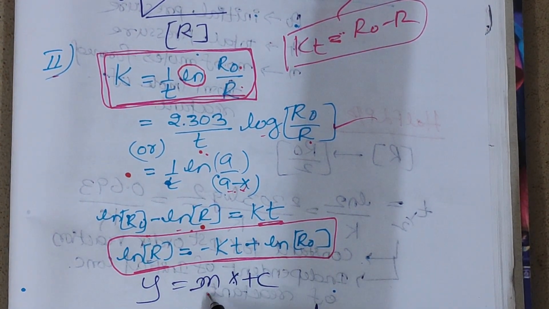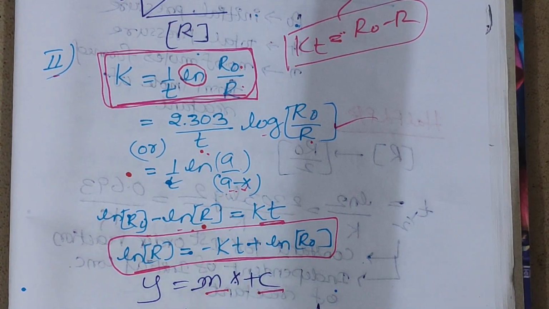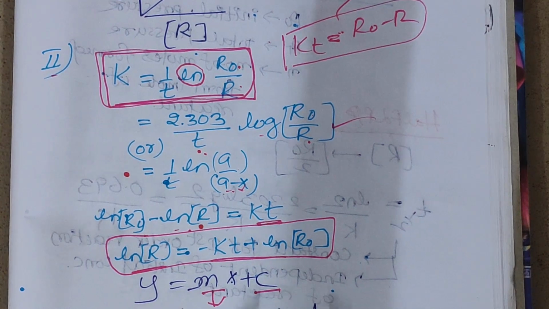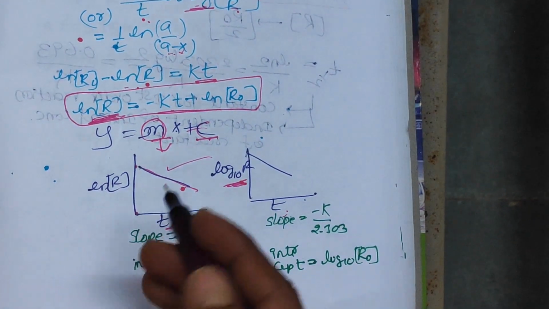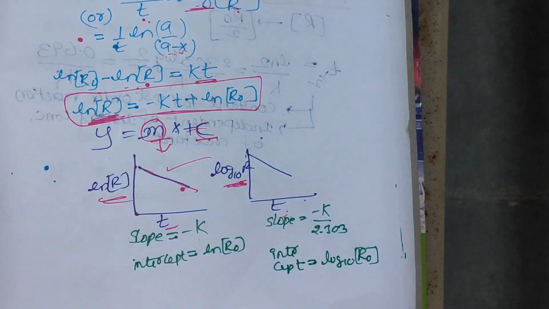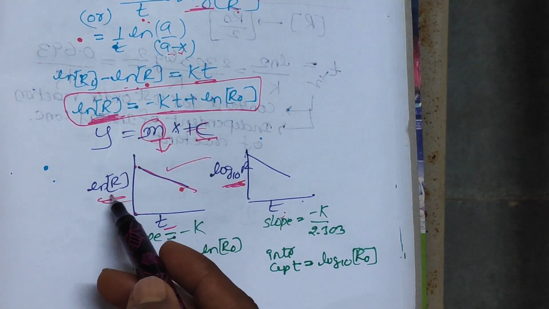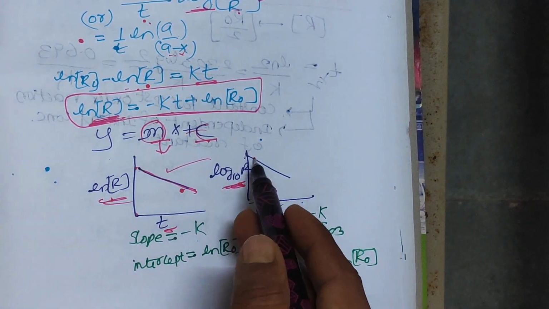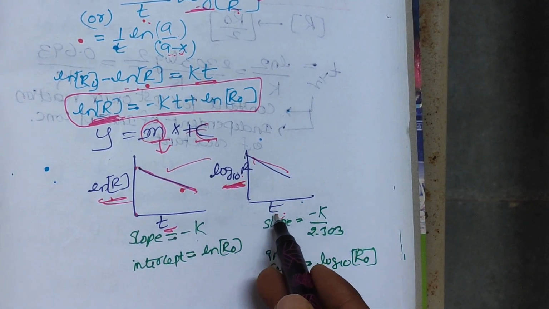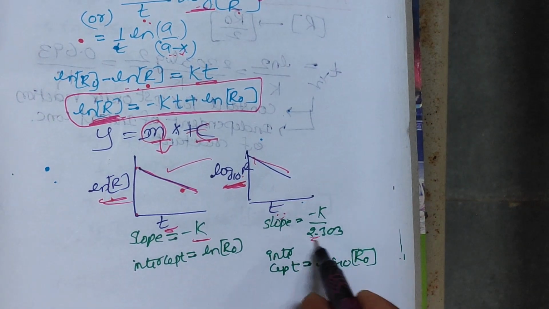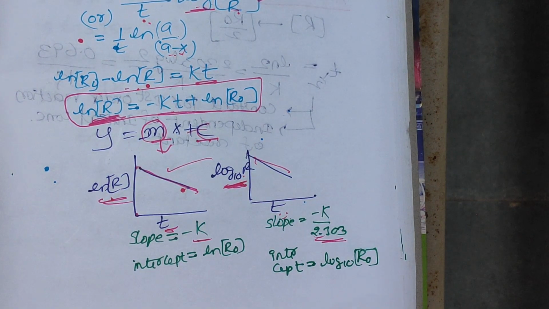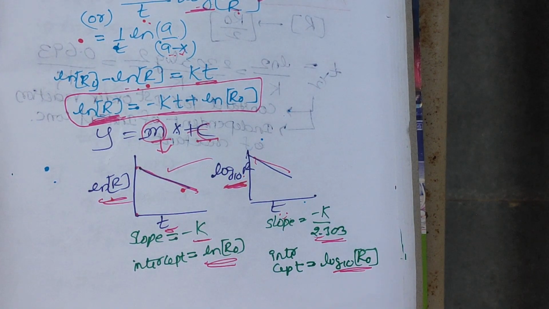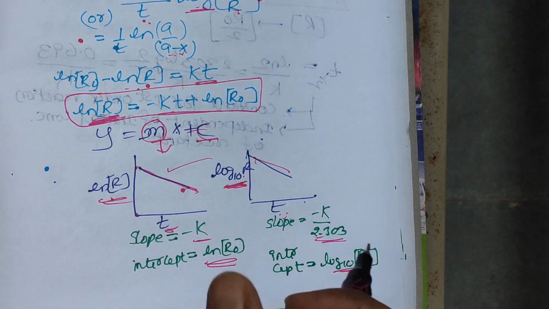It looks like y is equal to minus mx plus c. Here the intercept is ln R naught and the slope is minus K, negative side. So when you plot the relationship between ln R and t, we will get a negative slope. Also if you take log 10 R, you get the same thing: slope is minus K by 2.303, intercept is log 10 R naught. So these will be the relationship graphs.